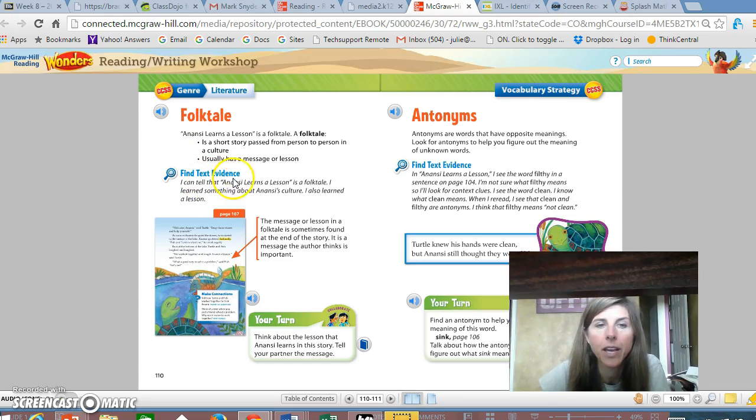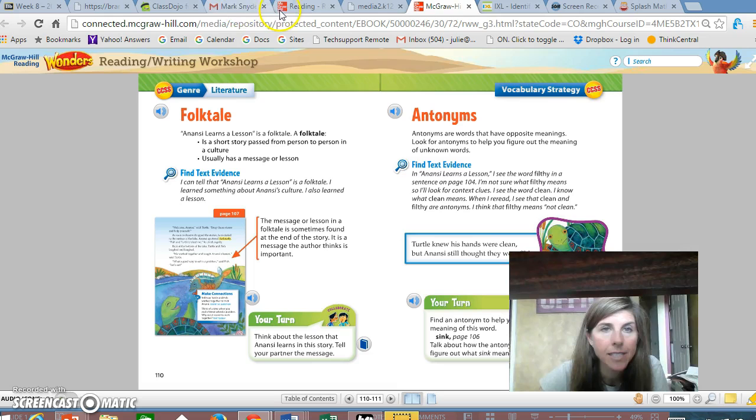It says, I can tell that Anansi Learns a Lesson is a folktale after I read it. It says this person learned something about Anansi's culture. She also learned a lesson. So there's a couple different things that this person learned through the story. The message or lesson of a folktale is sometimes found at the end of a story. It is a message the author thinks is important. So it's up to you kind of to decide that theme.